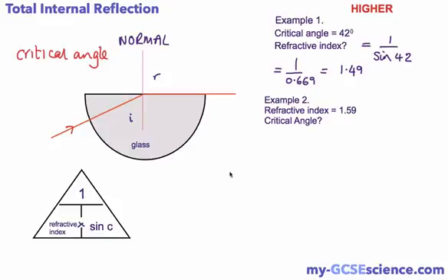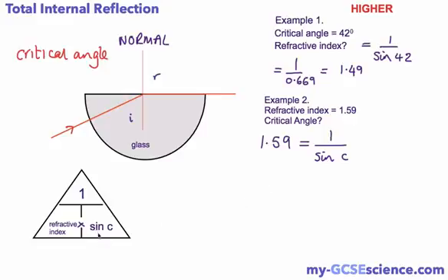So again, if we substitute into our formula, the refractive index, in this case 1.59, equals 1 over sine of our critical angle. We haven't been given the critical angle, so we've got to work that out. We need to make sine C the subject of our equation. So we use our formula triangle down here. I'm using the words formula and equation interchangeably, but I think you know what I mean. We use this triangle over here, and we want sine C to be the subject.